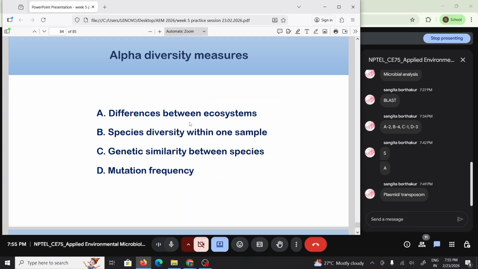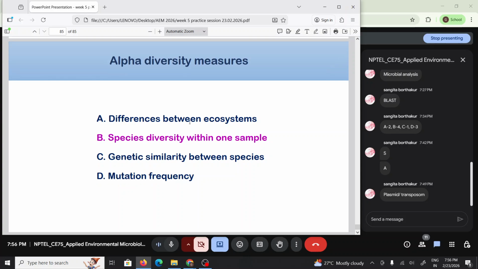Okay, this we saw in the previous session, the Shannon index, all of these things. So alpha diversity essentially means the species diversity within one sample. So these are the questions for today.